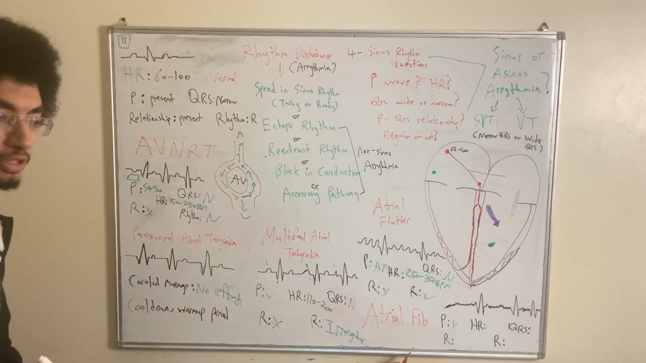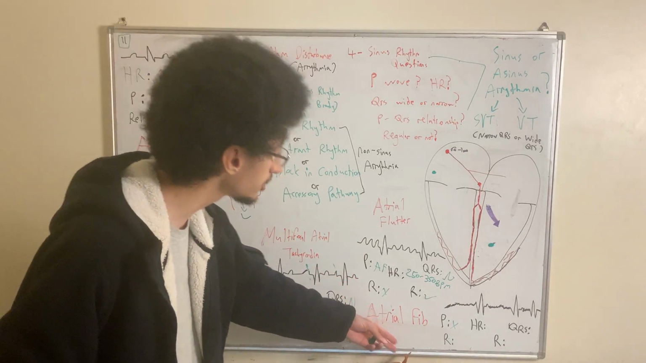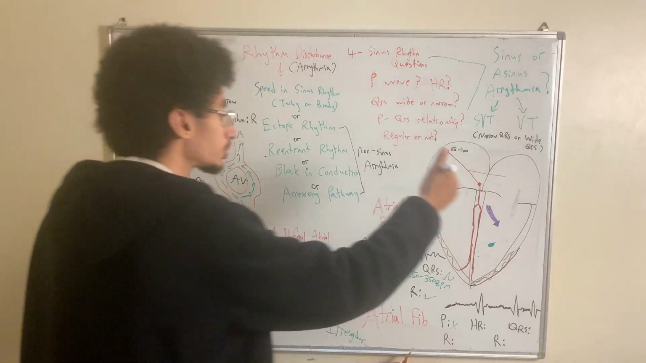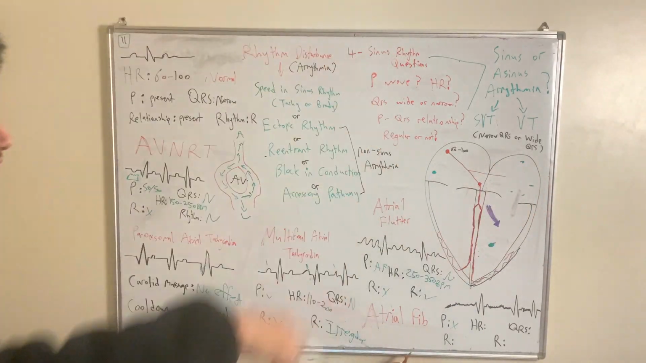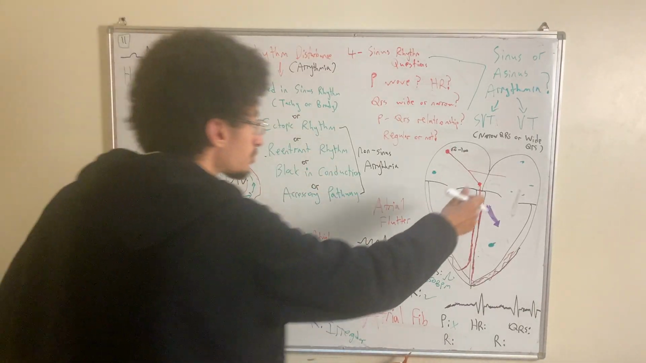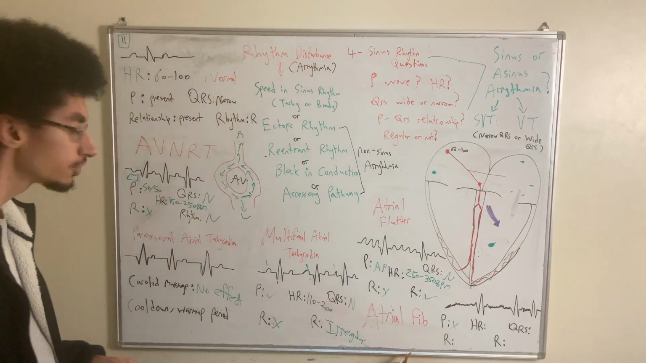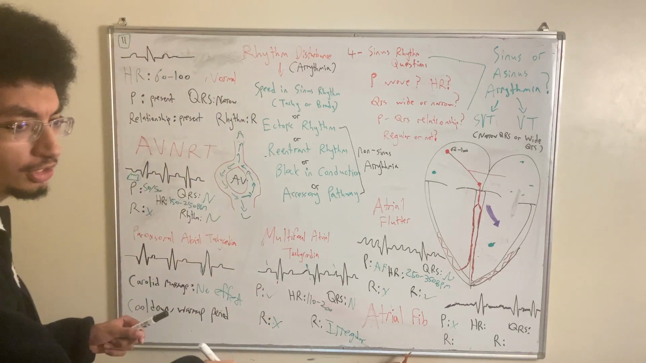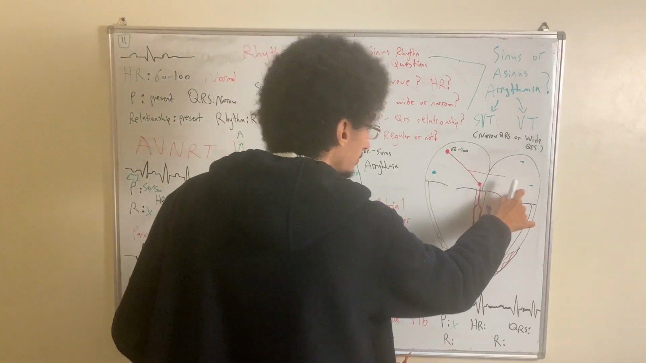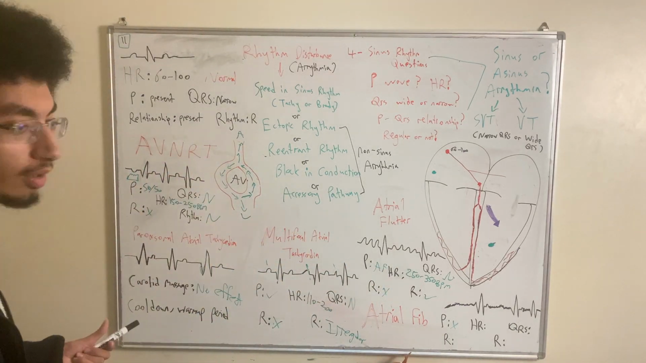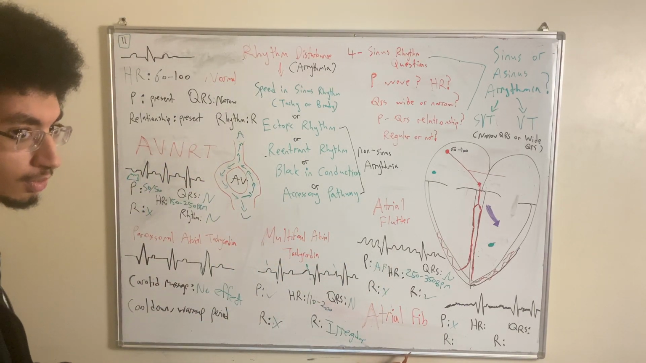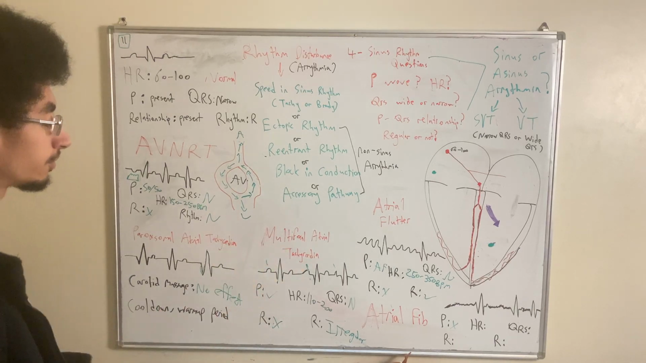And the reason atrial fibrillation occurs, the difference between this one and this one, is that you'll have multiple atrial foci, here and here and here. They're sending so many depolarization waves towards the right and the left atrium. So you will have so many P waves, you're not able to keep count. So this is one thing to keep in mind. The P waves are indistinguishable in atrial fibrillation.